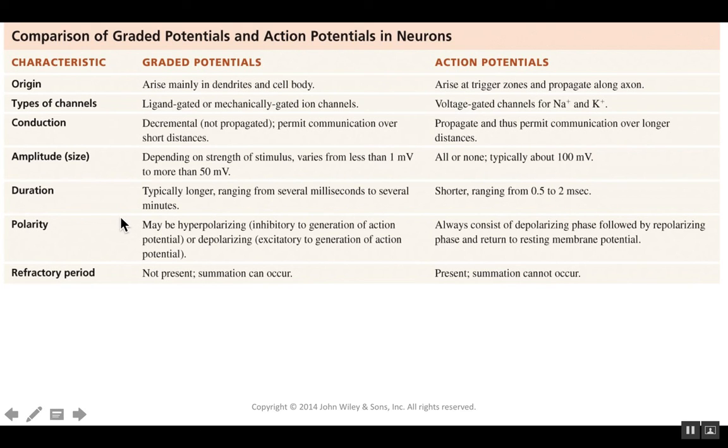Then there's duration and the polarity that occurs. The refractory period has to do with whether there is a method to prevent the depolarization from occurring immediately again. So it's present in action potentials. What will happen is the refractory period will prevent the action potential from going in the opposite direction. Not as important to us as some of these earlier characteristics.